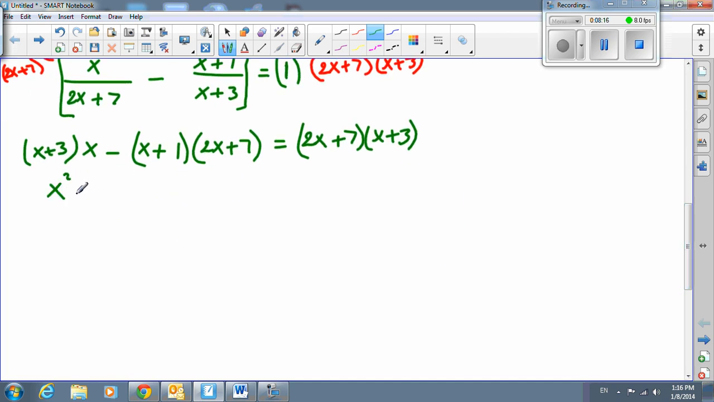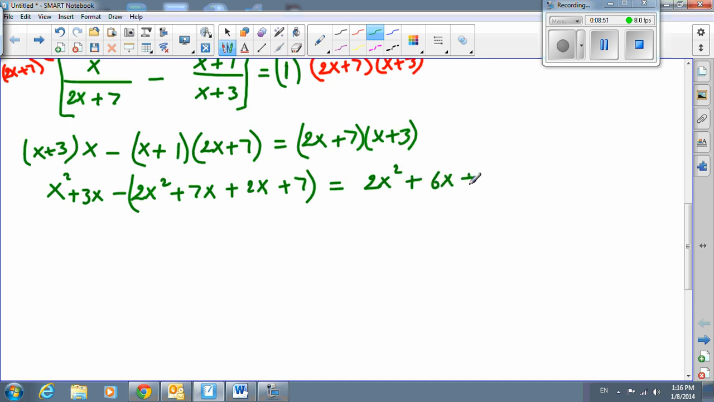That will be x squared plus 3x minus x. Very important is, I'll need to distribute this first before I apply the negative. So it's actually minus 2x squared. And again, I'm assuming you know how to multiply. 2x times x will be my 2x squared. And now we have 7x plus 2x plus 7 is equal to, this one will be 2x squared plus 6x plus 7x plus 21.